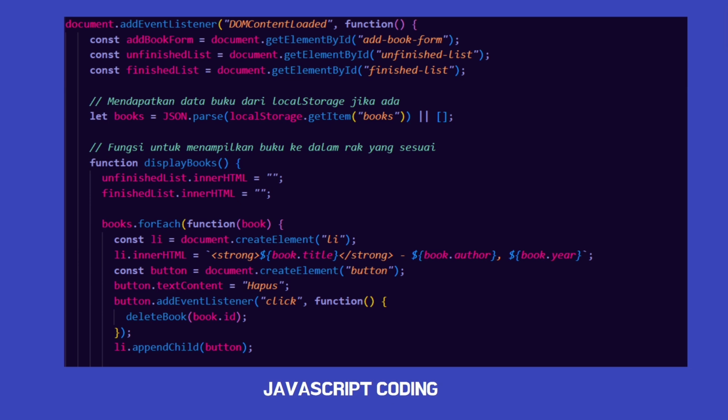It looks a bit hard. So this is a book form from when I did a coding tutorial, and we use JavaScript for adding books, putting books on the unfinished list and the finished list, and you could also erase books.